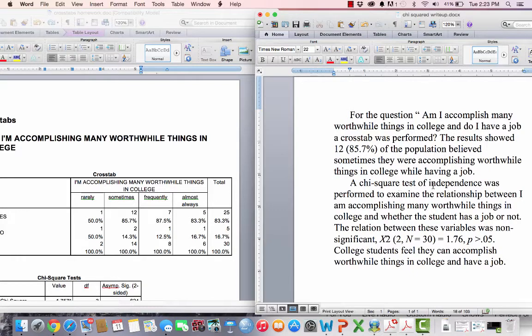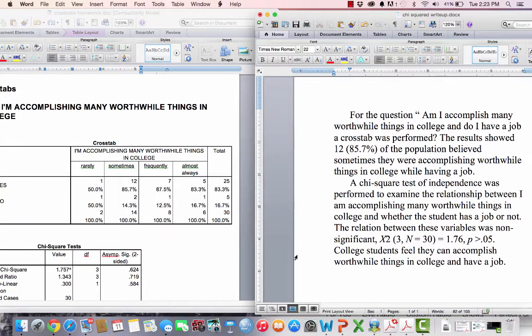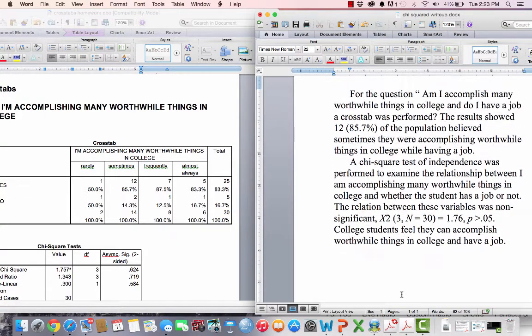A Chi-Squared test of independence was performed to examine the relationship between am I accomplishing many worthwhile things in college and whether a student has a job or not. The relation between these variables was non-significant, X2, and then you'll see the DF is 3, N equals 30, that's the total number of participants, equals 1.76, and p is greater than 0.05, p being italicized. College students feel they accomplish worthwhile things in college and have a job. And that would be it.